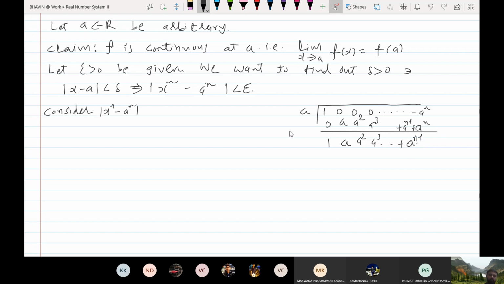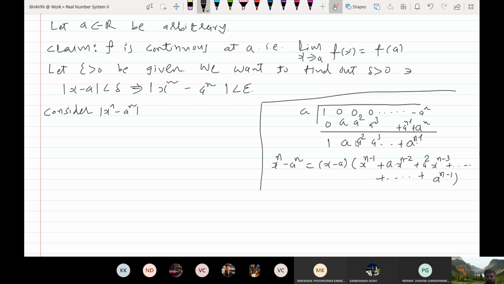Therefore, what is the factorization of x raised to n minus a raised to n? It is exactly equal to, in the first bracket, x minus a. In the second bracket, this is the coefficient of x raised to n minus 1, so it is 1. Then x raised to n minus 2 has coefficient a, so a into x raised to n minus 2. Then plus a square into x raised to n minus 3, and so on. I will continue this up to the last term, a raised to n minus 1. So this is the factorization of this.